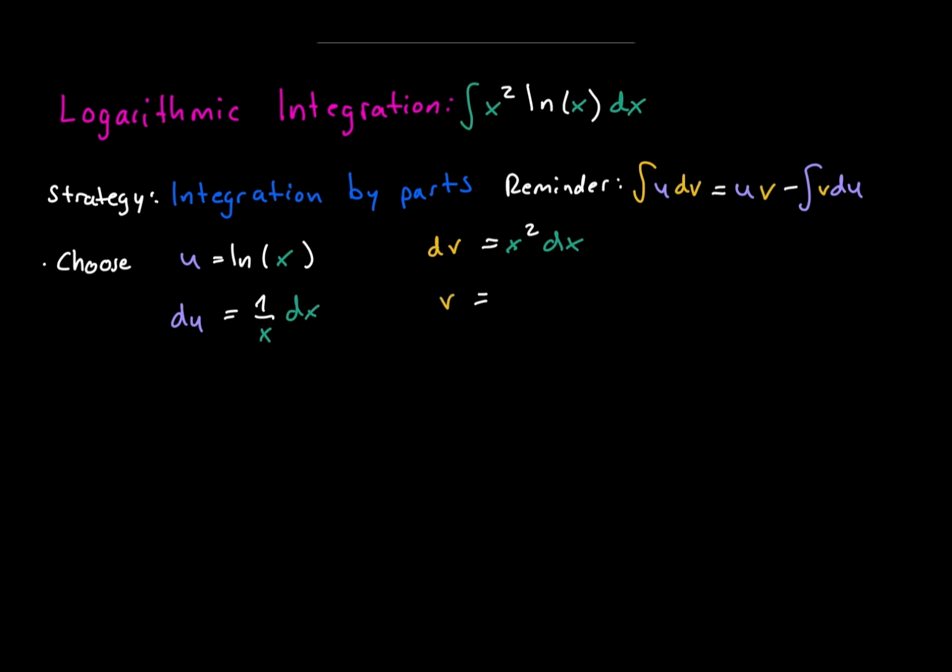Now, integrate dv. The integral of x squared is x cubed over 3. So v equals x cubed over 3. Now apply integration by parts.